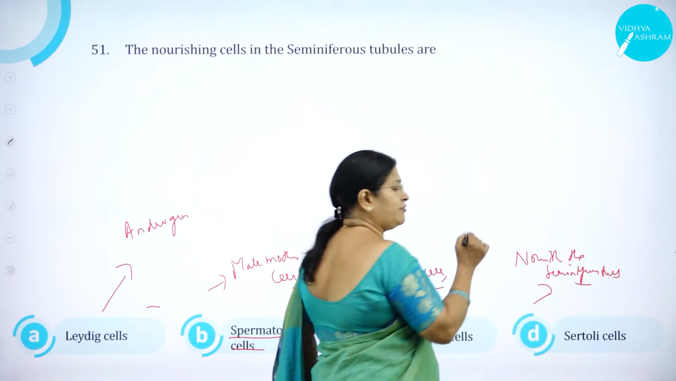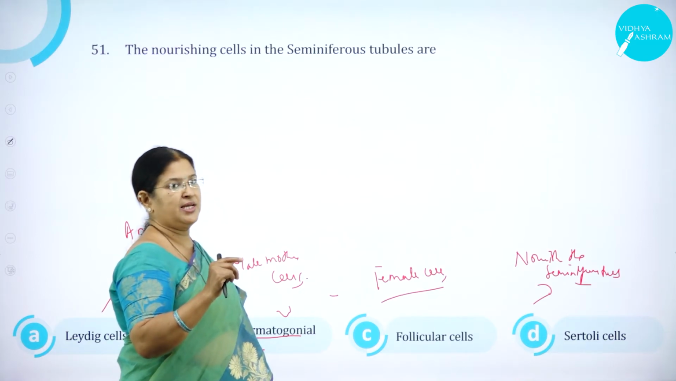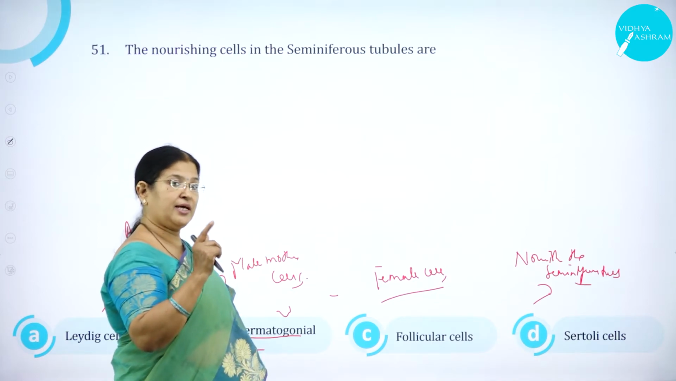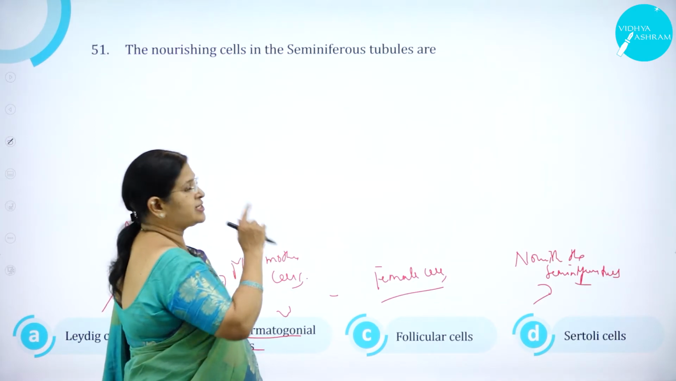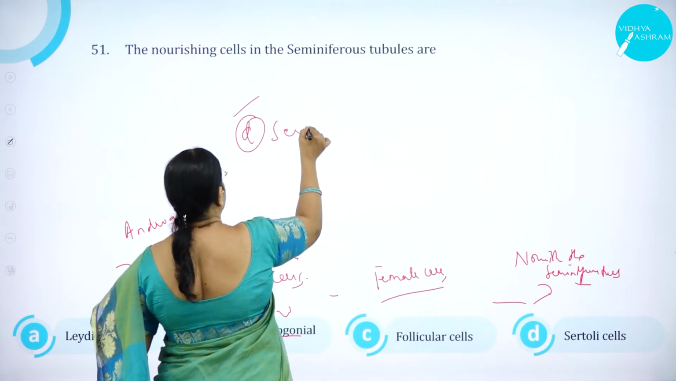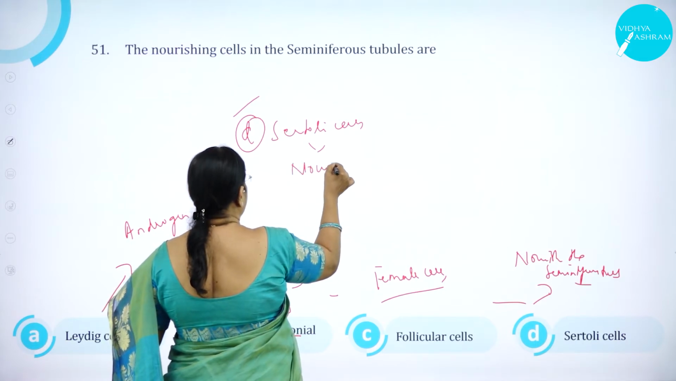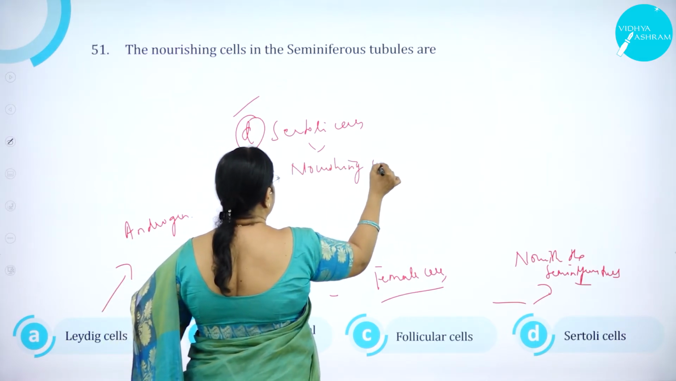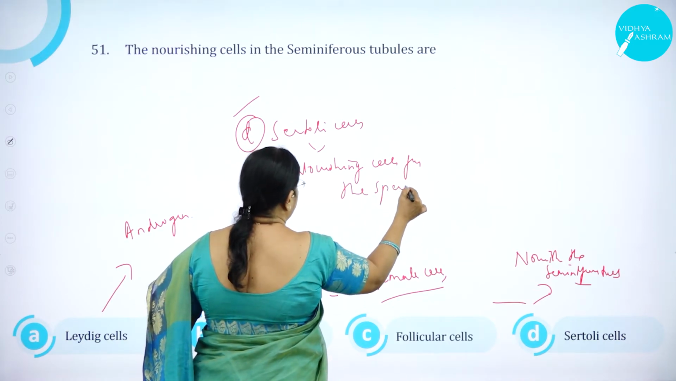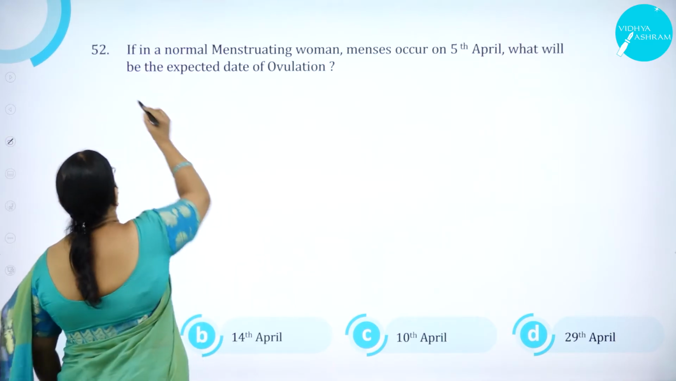The wall of the seminiferous tubule is lined by two types of cells. One is called germinal cells, the other is called Sertoli cells. So the nourishing cells, the Sertoli cells, are found in the seminiferous tubule. So the option is D, the Sertoli cells, which are the nourishing cells for the sperms. Option D.